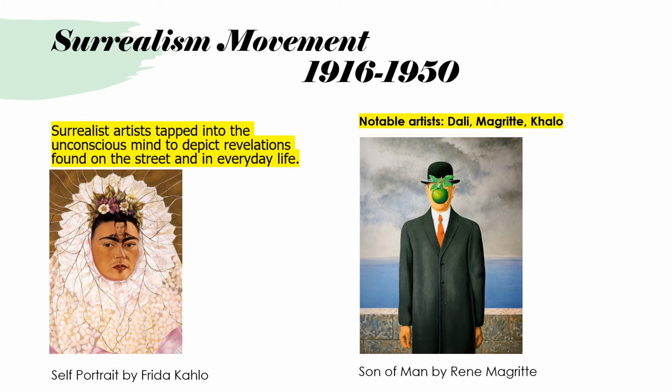Okay. Some notable artists from this period are Salvador Dali, Rene Magritte, and Frida Kahlo. We actually see a picture by Rene Magritte on the right-hand side, the man in the bowler hat and the apple in front of his face. Again, deeper meaning to that. Okay, what does it mean? It's not just a man with an apple in front of his face. It's called Son of Man by Rene Magritte.